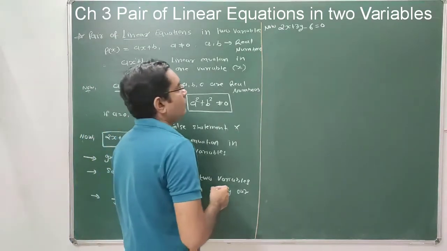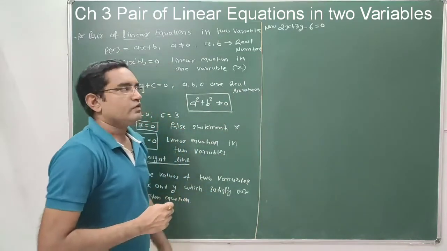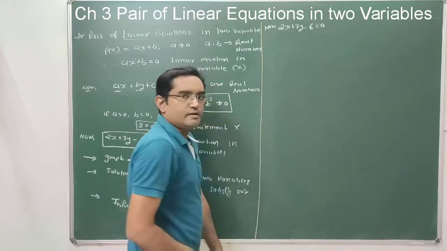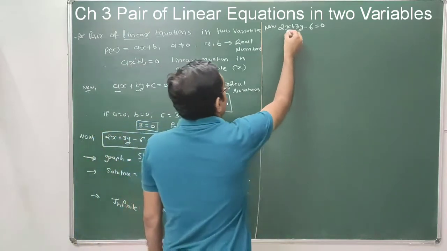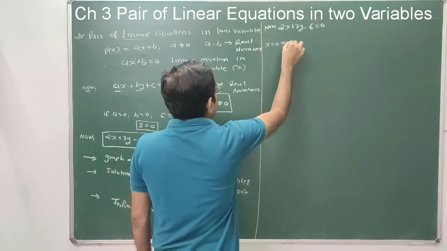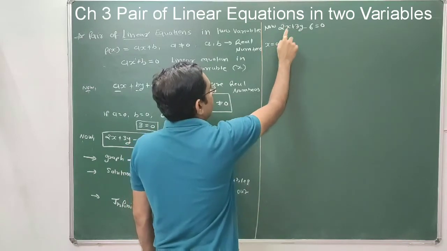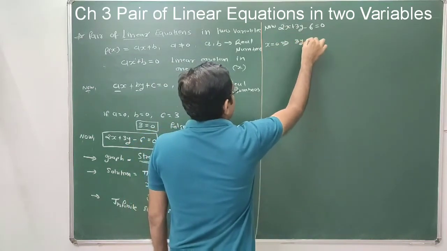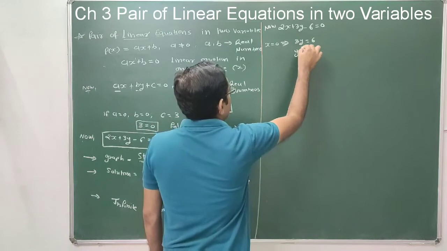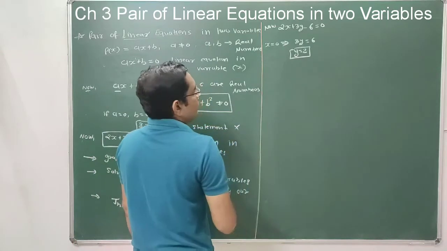So what was the procedure in our 9th standard to find the graph of a linear equation in two variables? You have to find the values of coordinates x and y. These x and y will work as coordinates in our Cartesian plane. So we consider the value of x. If we take x equal to 0, this equation will be converted into 3y equal to 6, and therefore we get y equal to 2. So for x equal to 0, we get y equal to 2.